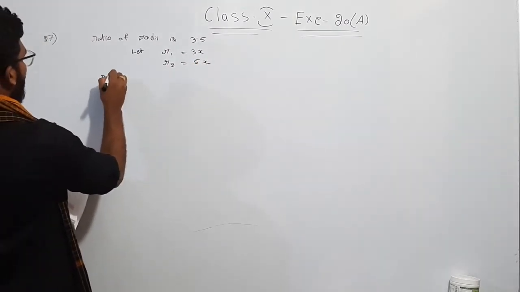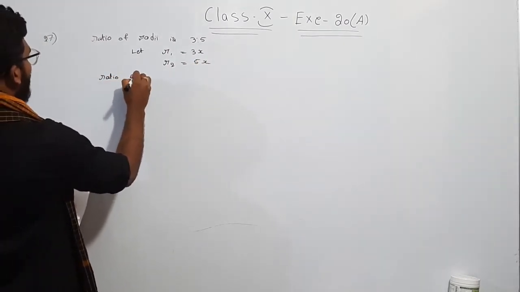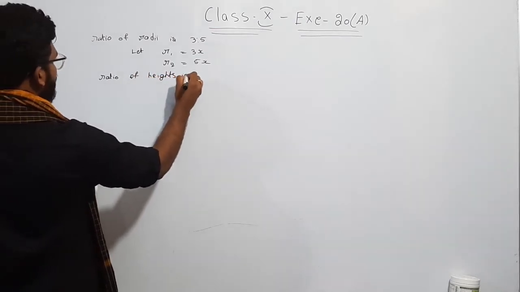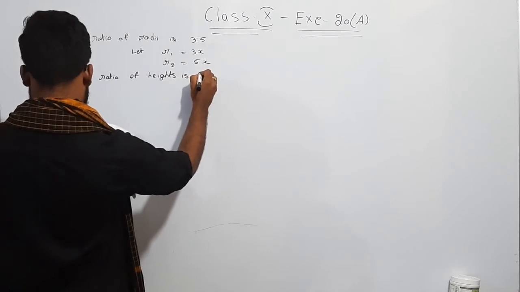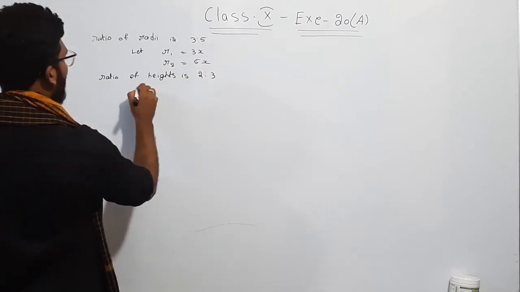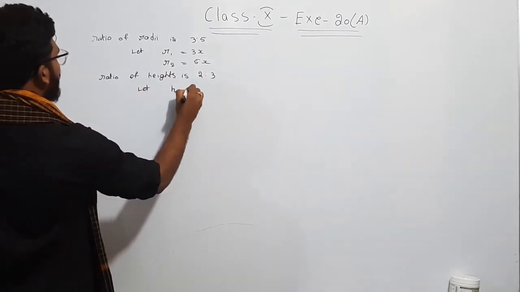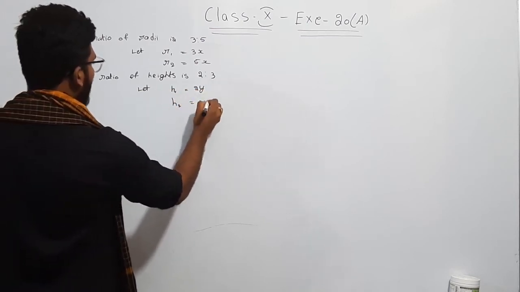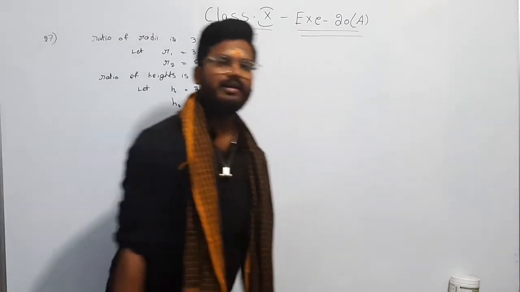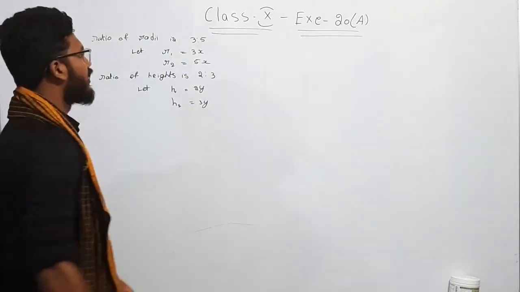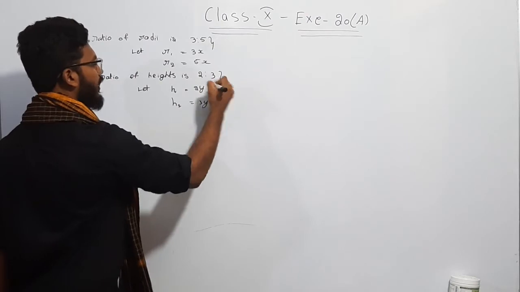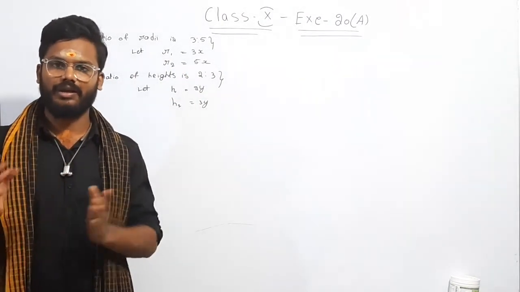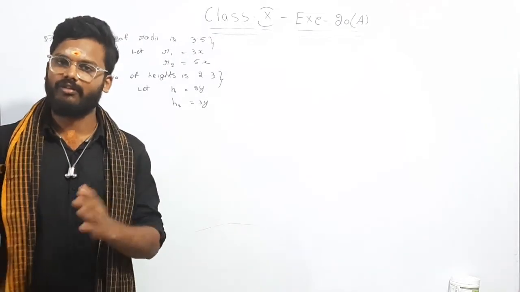And in the same way, the ratio of height they give, right? So the ratio of height is how much? 2:3. So you can take the height of the first one as 2y and the height of the second one as 3y. Why am I taking a different variable here? This is a separate ratio and this is a separate ratio. So whenever you are dealing with two different ratios, you have to take two different variables.